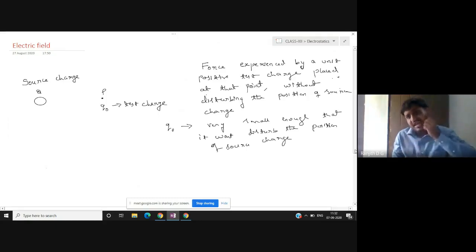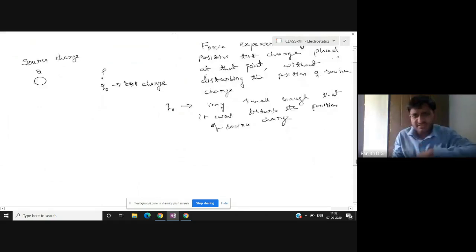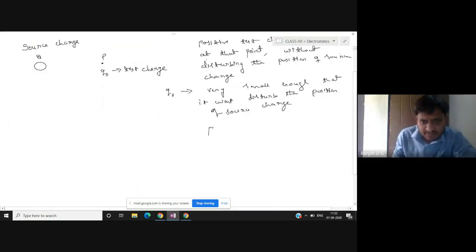So that means, based on the above definition, the electric field can be defined as E vector is equal to F vector divided by Q. That means the force experienced by the test charge. That's all. That is the meaning of the electric field.